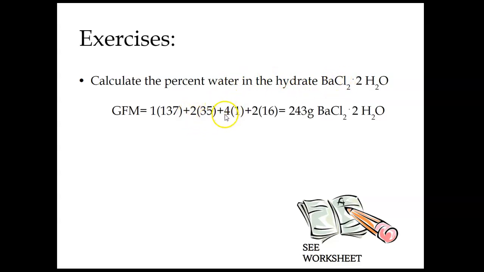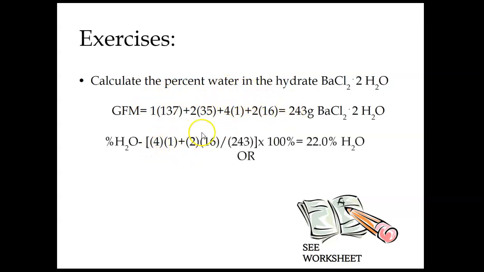And then I'm going to add my hydrogens. Now, because I've got that coefficient, when you have a coefficient, it means everything behind the coefficient, you multiply by that number. So because there's two waters, there's 2 times 2 hydrogens, 4, so 4 times 1. Again, 2 oxygens, so 2 times 16. I add all of this up and I get 243. Now, it's asking only for the water. So what I'm going to do is take this back chunk. That's all water.